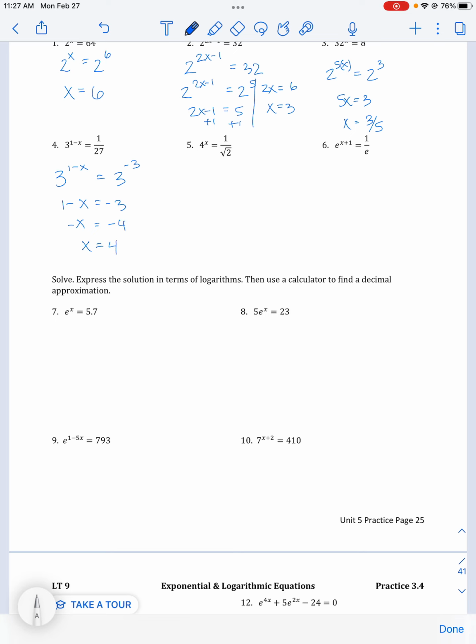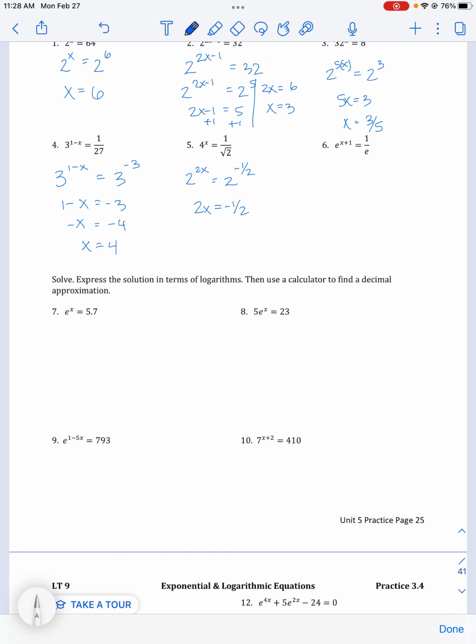Here we go with 4 to the x equals 1 over the square root of 2. That is not written in a useful form, so we're going to change that really quickly by writing the left-hand side as 2 squared to the x, and then rewriting 1 over the square root of 2 as 2 to the negative 1/2. The square root of 2 is 2 to the 1/2, and flipping that over, making the reciprocal, gives the negative exponent. So I can set 2x equal to negative 1/2.